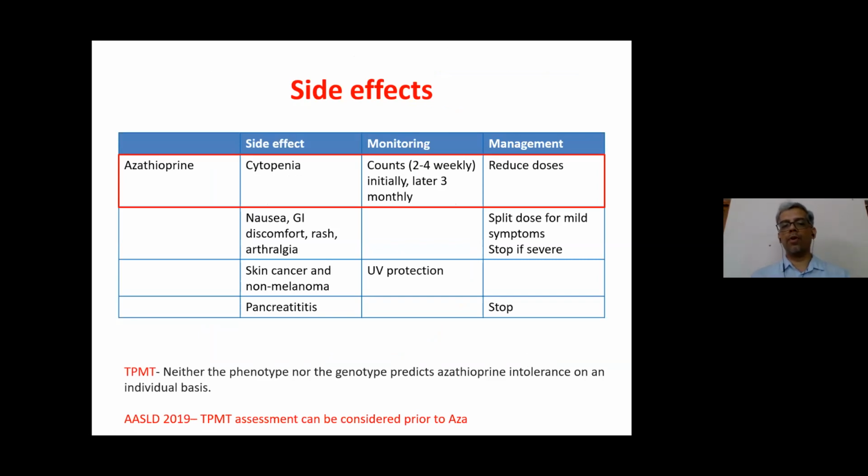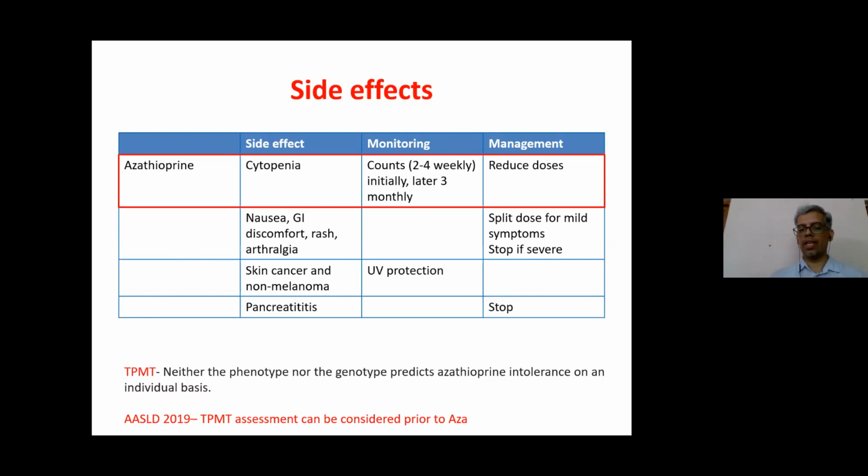Azathioprine comes with its own range of side effects, including cytopenias. So when you start a patient on azathioprine, do ask for blood counts in the initial first 2 weeks to see how the patient's counts are going. And then once the patient is in remission, you may ask for counts every 3 months. Other side effects include nausea, GI discomfort. You can split the dose or stop if it's severe. Pancreatitis is another severe side effect of azathioprine, which may occur very infrequently in these patients.